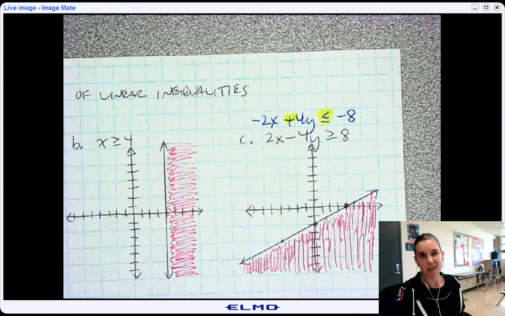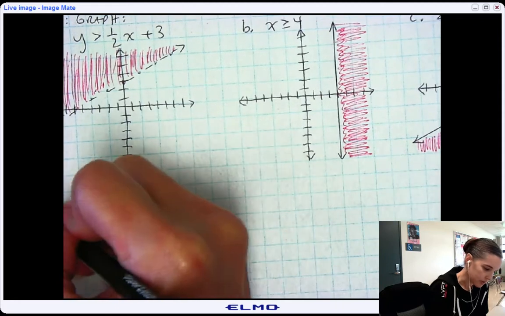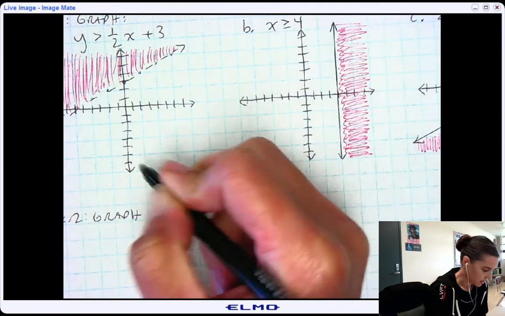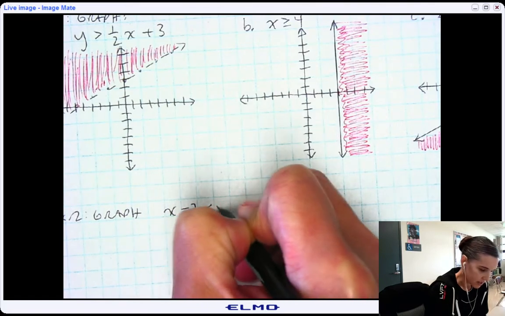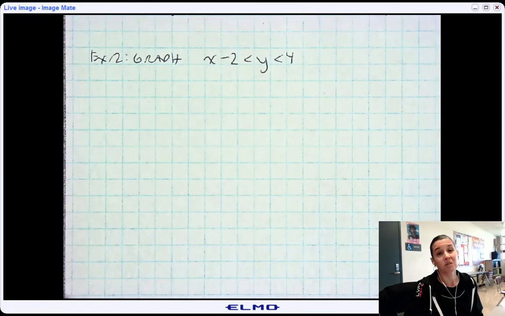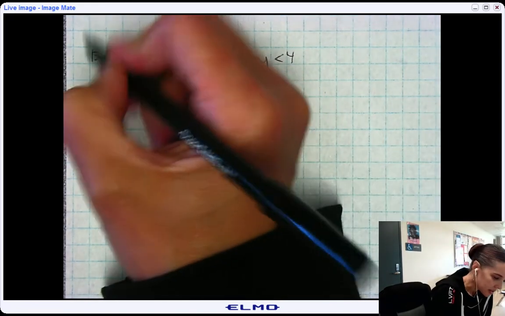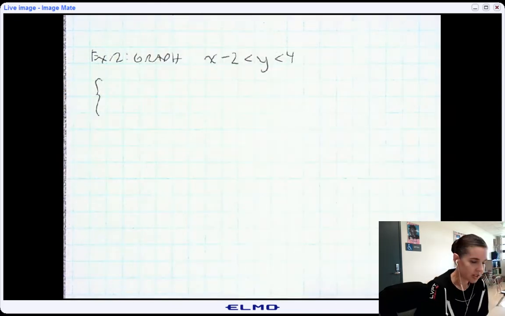Okay, so now let's try a couple systems with this. So let's look at example 2. And again, I'm going to have this graph: x minus 2 is less than y is less than 4. So they happen to give me a compound inequality, and that's just not that easy to graph. So I'm going to separate it out into its two parts.